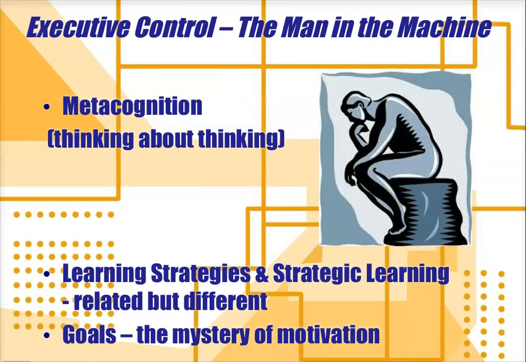So if you are meta walking, if you are walking to raise money for your walking club, you're meta walking. Okay? If you're meta studying, you're studying about studying. Right now, you're meta learning. You're learning about learning. Okay? So, metacognition is thinking about thinking. And we're going to talk about that a little bit. And then there's learning strategies and strategic learning, which are related but different things. And finally, there's goals, which is the mystery, really, of motivation.